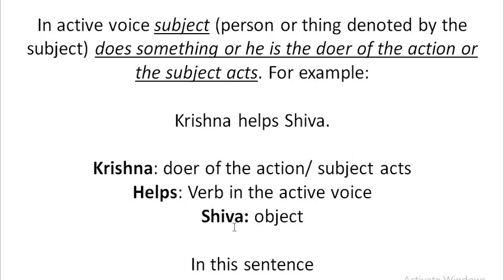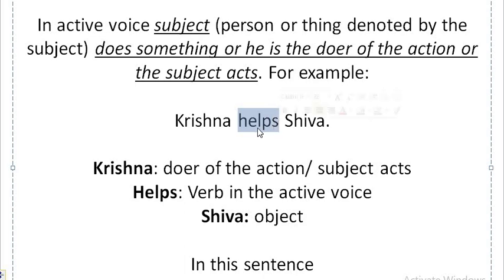Let us take one example. Krishna helps Shiva. Now Krishna, who helps whom? So Krishna helps Shiva. So he is the doer of the action. Krishna is the doer of the action, and Shiva is the receiver of the action. So when you have, this is subject, this is verb, and this is object. So when you want to make this subject the doer of the action, use it in active voice. So this verb form helps is in active voice. And this active voice suggests that this subject Krishna is the doer of the action and this Shiva is the receiver of the action.